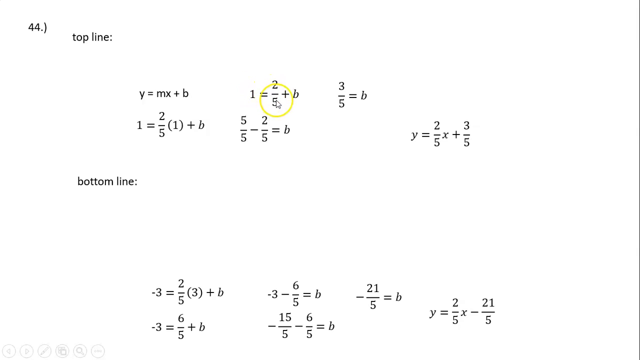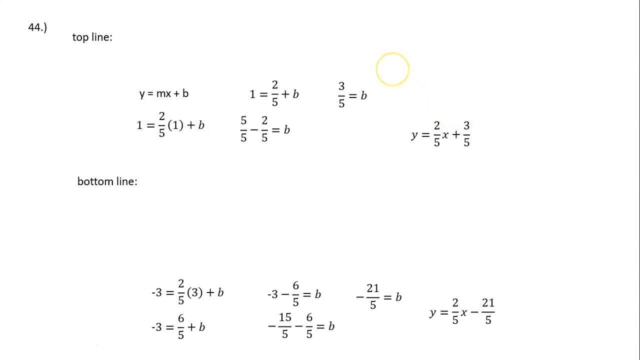2/5 times 1 is 2/5. And then we have to subtract 2/5 from both sides. So 1 is 5/5 minus 2/5. 5 minus 2 gives us 3. So we subtract our numerators and we keep our denominator, so we get 3/5 for b. So when we write the equation, it's y = mx + b, so y equals m, which is our slope, 2/5, times x plus b, which is 3/5. So the equation of the top line is y = 2/5 x + 3/5.